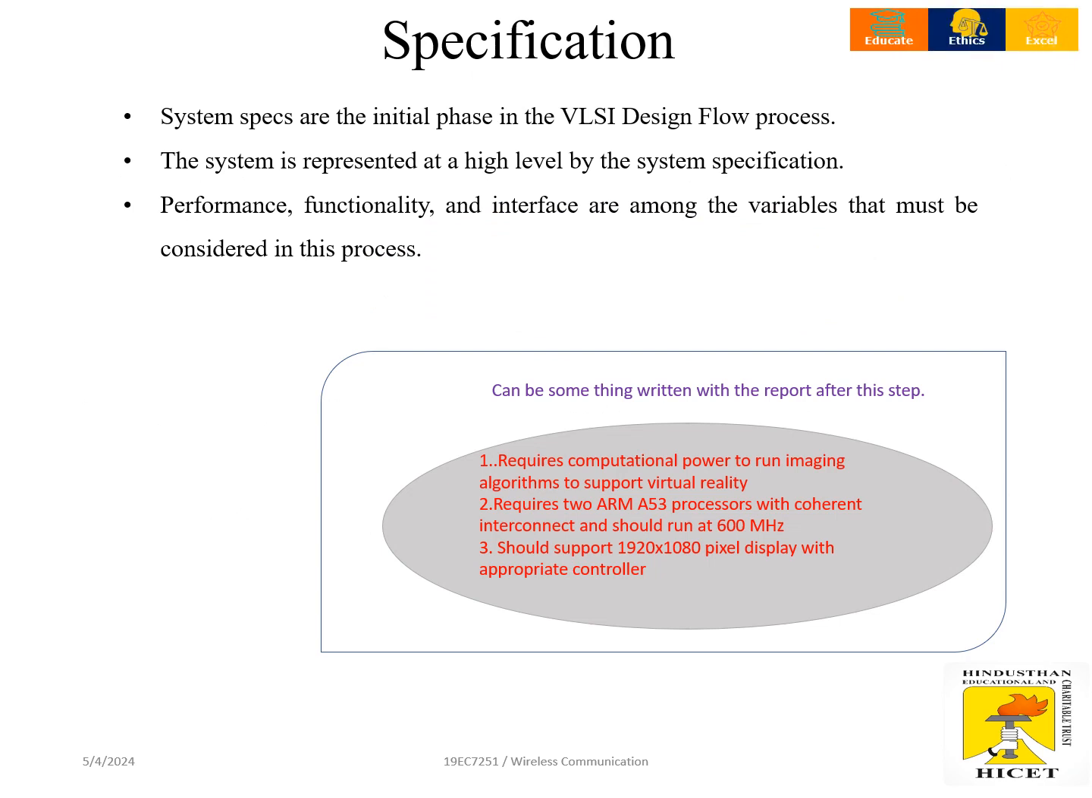And the specification, the system specification, is the initial phase in the VLSI design flow. Here, after completing the specification process, in the report, these are all the things we can gather. That is, it requires the computational power to run the imaging algorithm. What kind of algorithm we can select, and it requires 2 ARM processors with coherent 600 megahertz, and it has to support this much pixel display. These are all the things we can derive after completing the specification step.